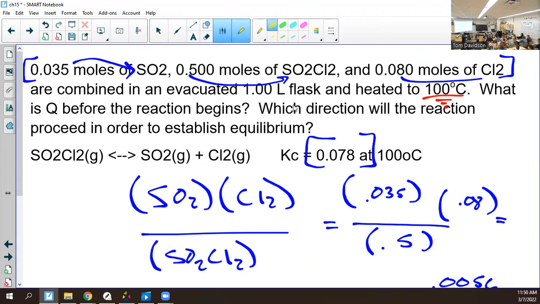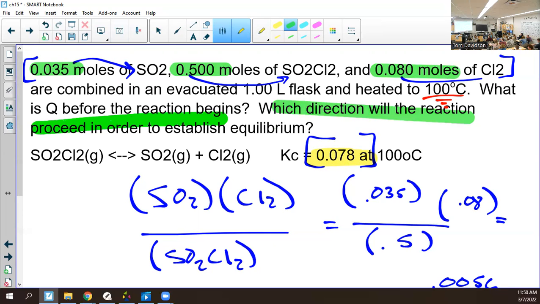All right. It gives you K. And it also gives you the current concentrations. Which direction will the reaction proceed? So we would say towards products, or you could say the forward reaction. It's always products over reactants. Okay, are we all right with that?